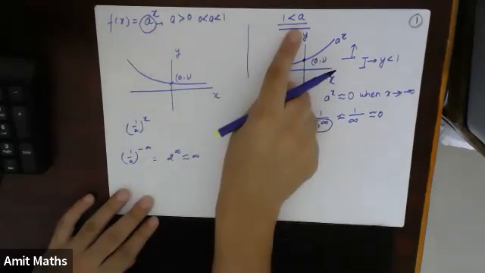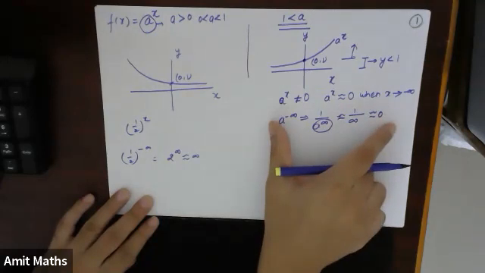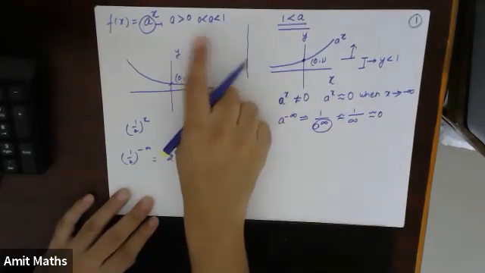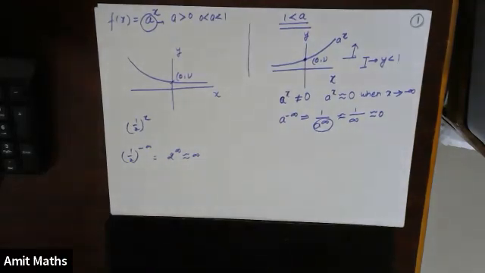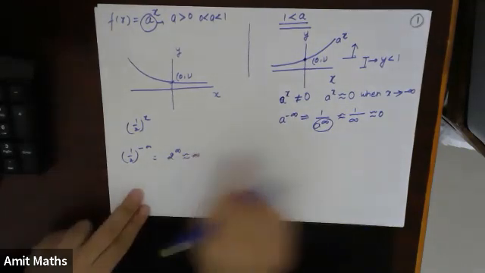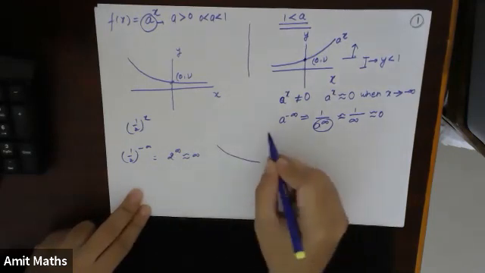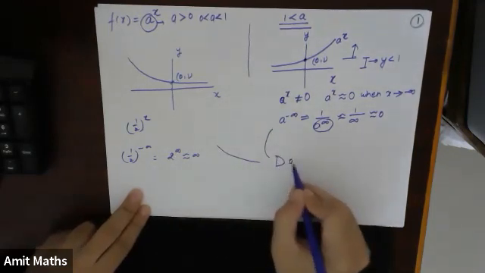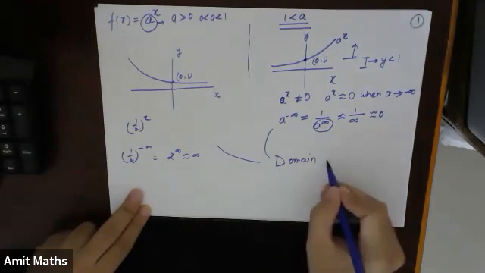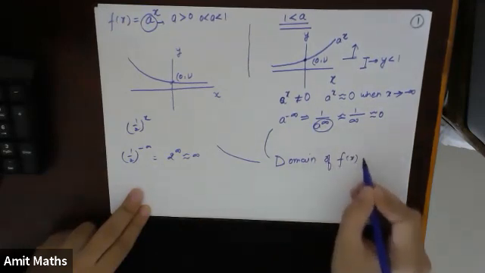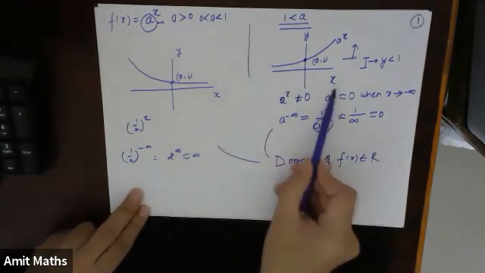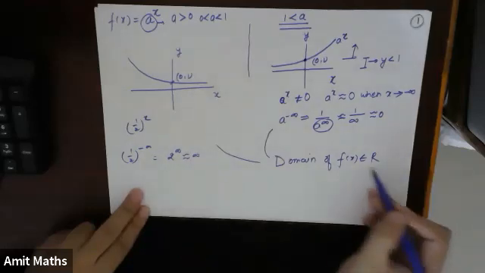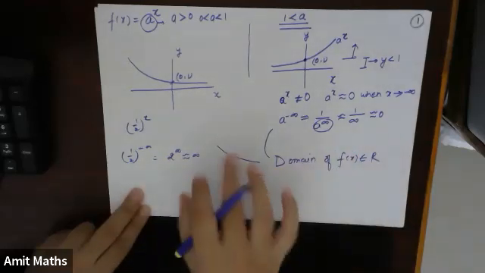When a is greater than 1, you get a graph something like this, and when a is less than 1, you get a graph something like this. Just look at this, then I will ask questions based on this. In both cases, the domain of f(x) belongs to the real numbers. That means any value of x you can take, in this case also.